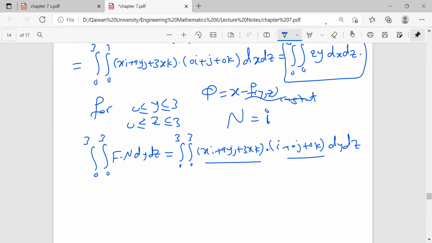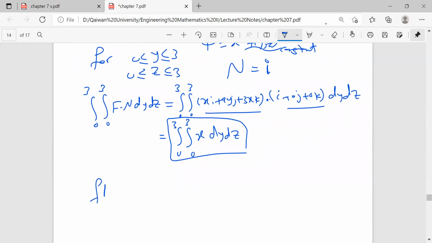Then we find the dot product of these two vectors. We just multiply each component by the similar component. xi multiplied by i is only x. We get the double integration from 0 to 3, from 0 to 3, for x dy dz. That's all. Now you have these two.